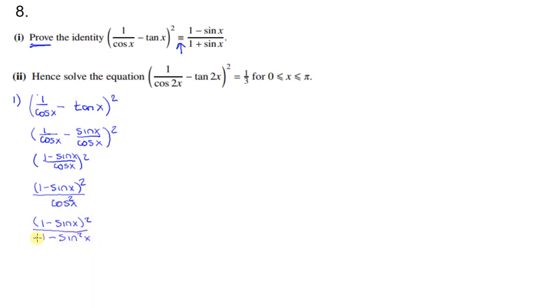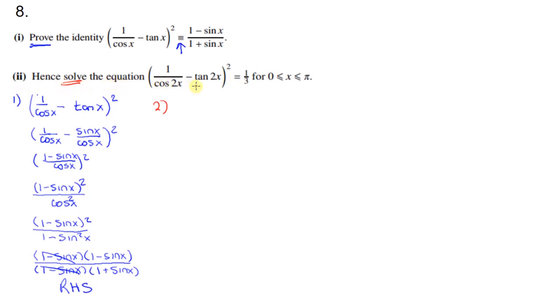And then 1 minus sine squared is a difference of two squares. And of course 1 minus sine squared is 1 minus sine times 1 minus sine. So when I do this, I end up noticing that the 1 minus sine x's can cancel out, leaving me with exactly what I'm supposed to have, the right-hand side. Awesome. Now in part 2, they want us to solve the equation.